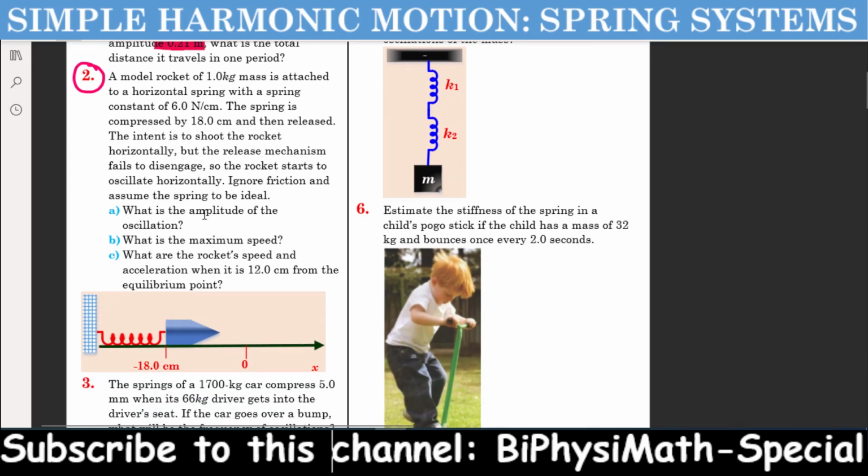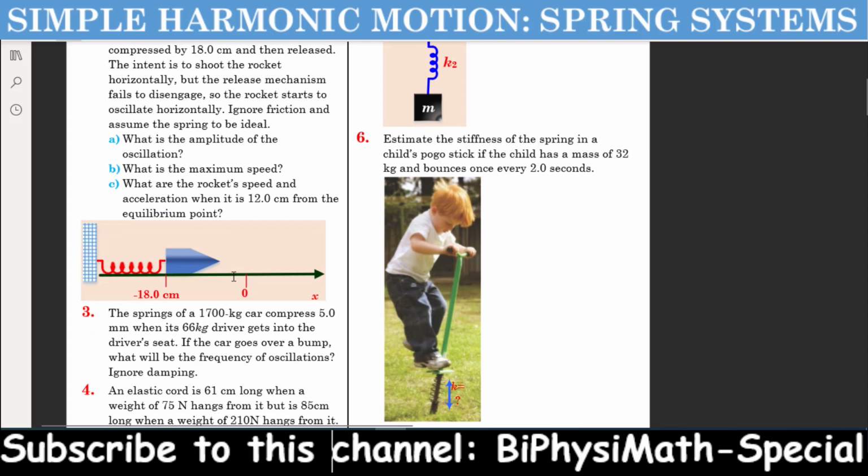What is the amplitude of the oscillation? What is the maximum speed? What are the rocket speed and acceleration when it is 12.0 centimeter from the equilibrium position?